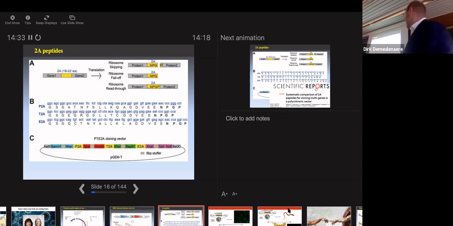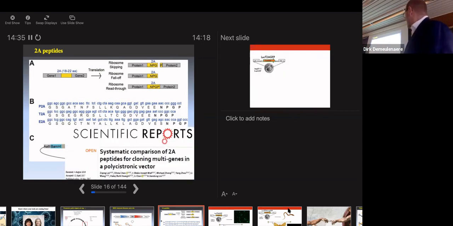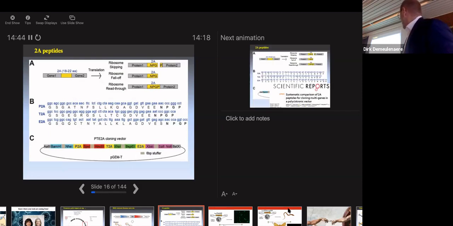That's very important. There's a quite nice review in Scientific Reports a few years ago, where they compare the different 2A peptides and even use them in combination.